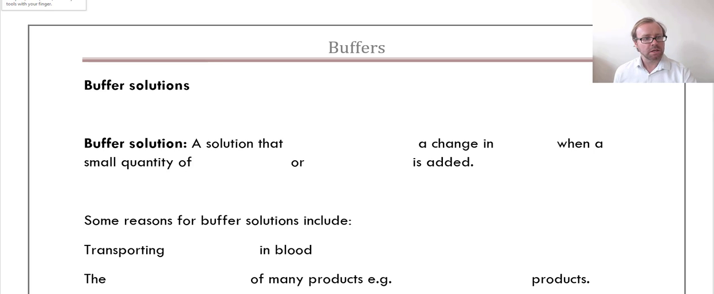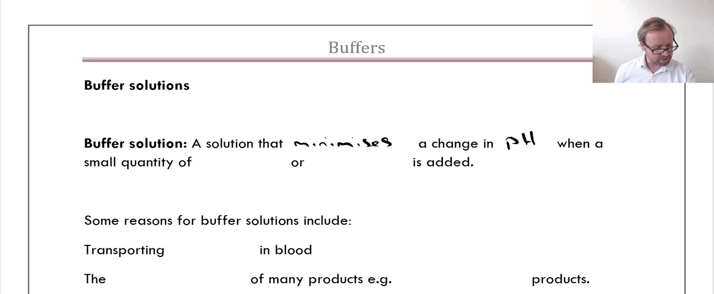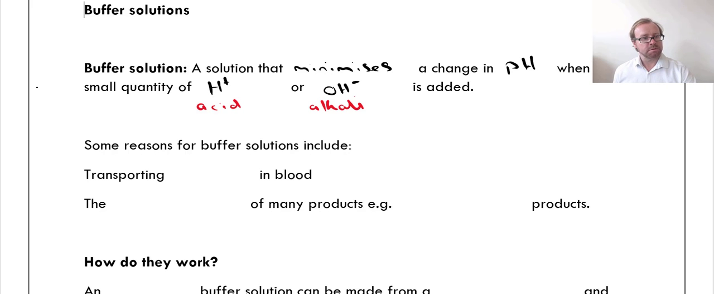Okay, so buffer solution. We can describe a buffer solution as a solution that minimizes a change in pH when a small quantity of acid, H plus, or OH minus, an alkali, is added. So I'll just write underneath here: an acid or an alkali. You may see it written either of these two ways.